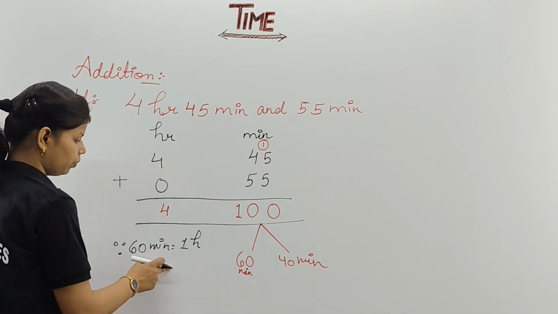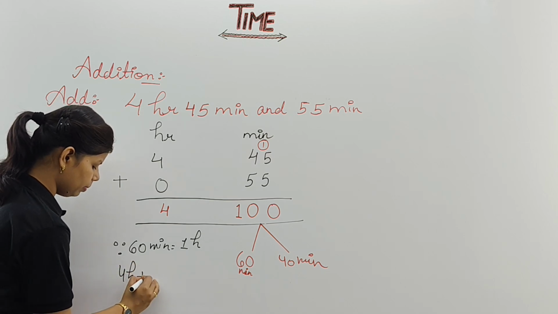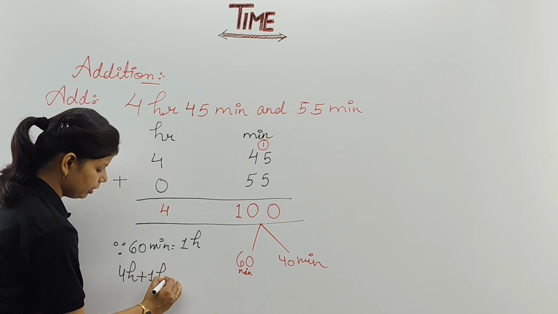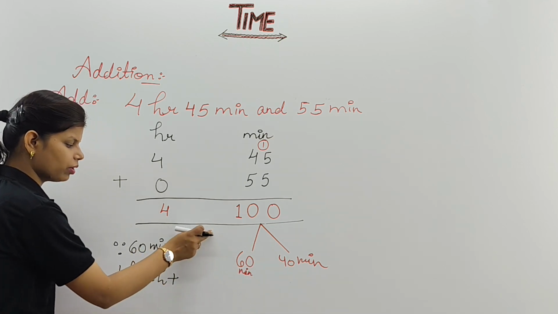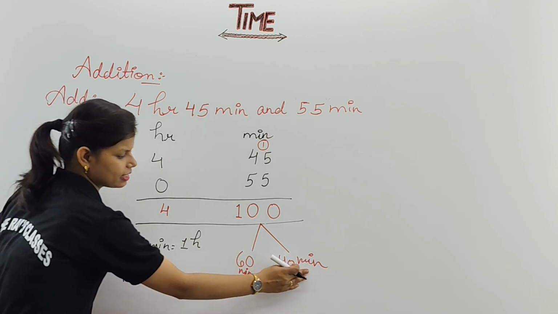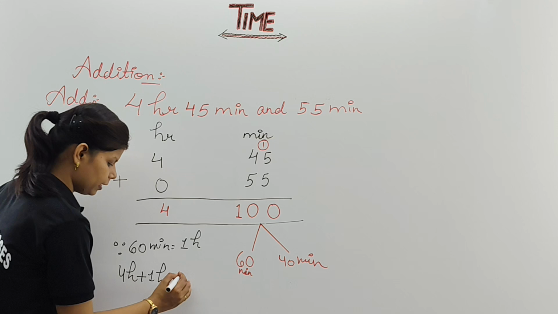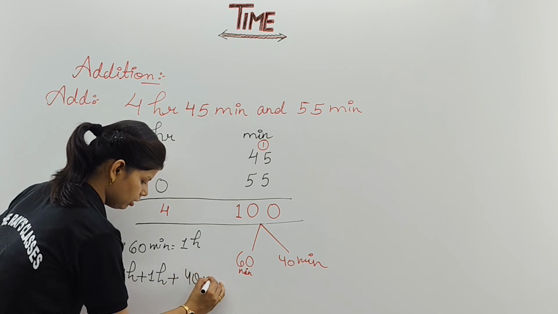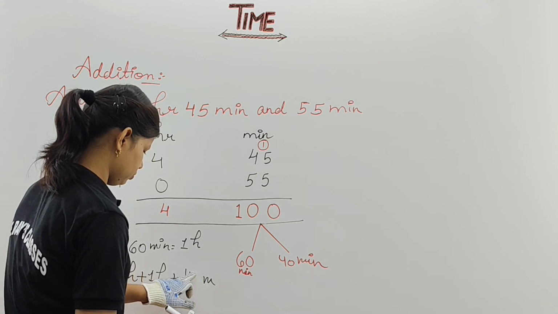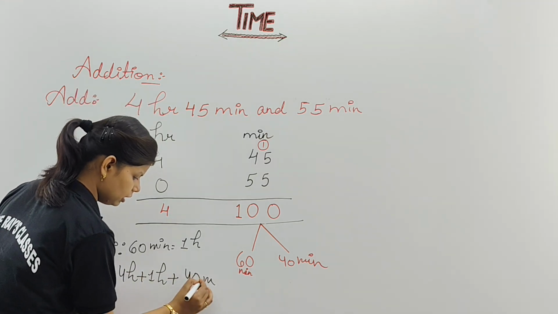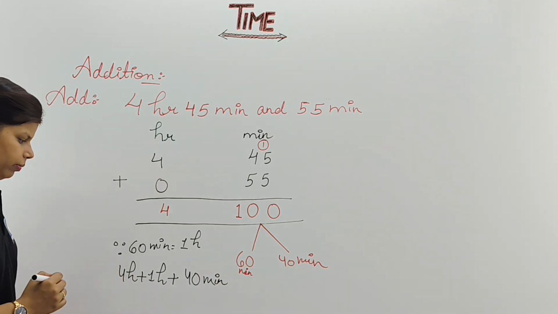Clear? Now, here you have how many hours? 4 hours plus 1 hour, plus how many minutes are left here? This 60 minutes is now converted into 1 hour. Now what is left here? Only 40 minutes is left. Clear, no? So I have written 40 minutes. Get my point, children?